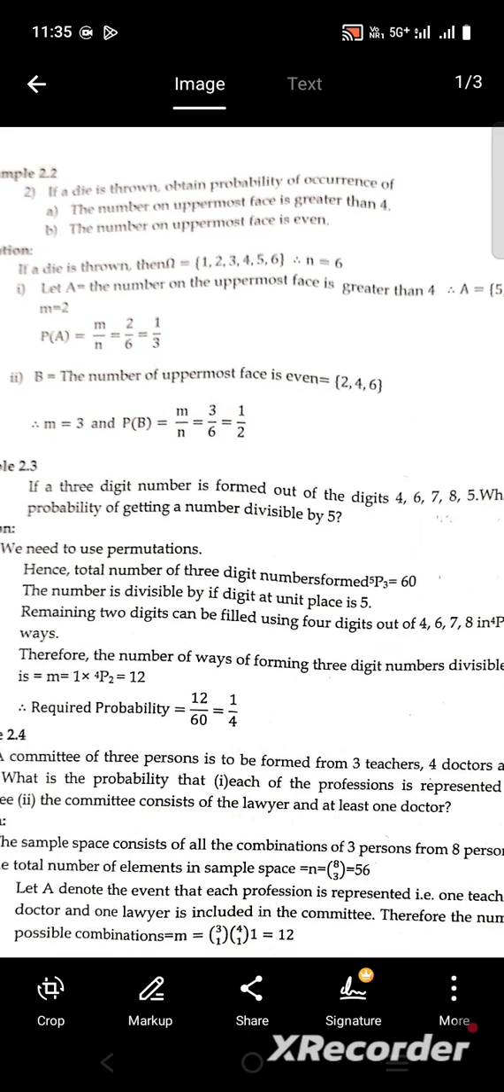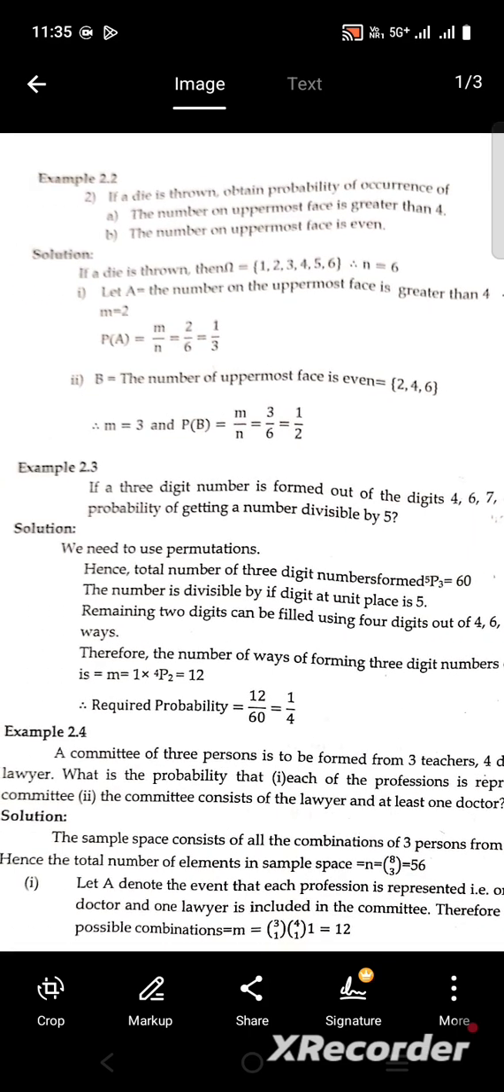The first example is: if a die is thrown, obtain the probability of occurrence, first, that the number on the uppermost face is greater than 4, and b, that the number on the uppermost face is even. We find the solution of this example.